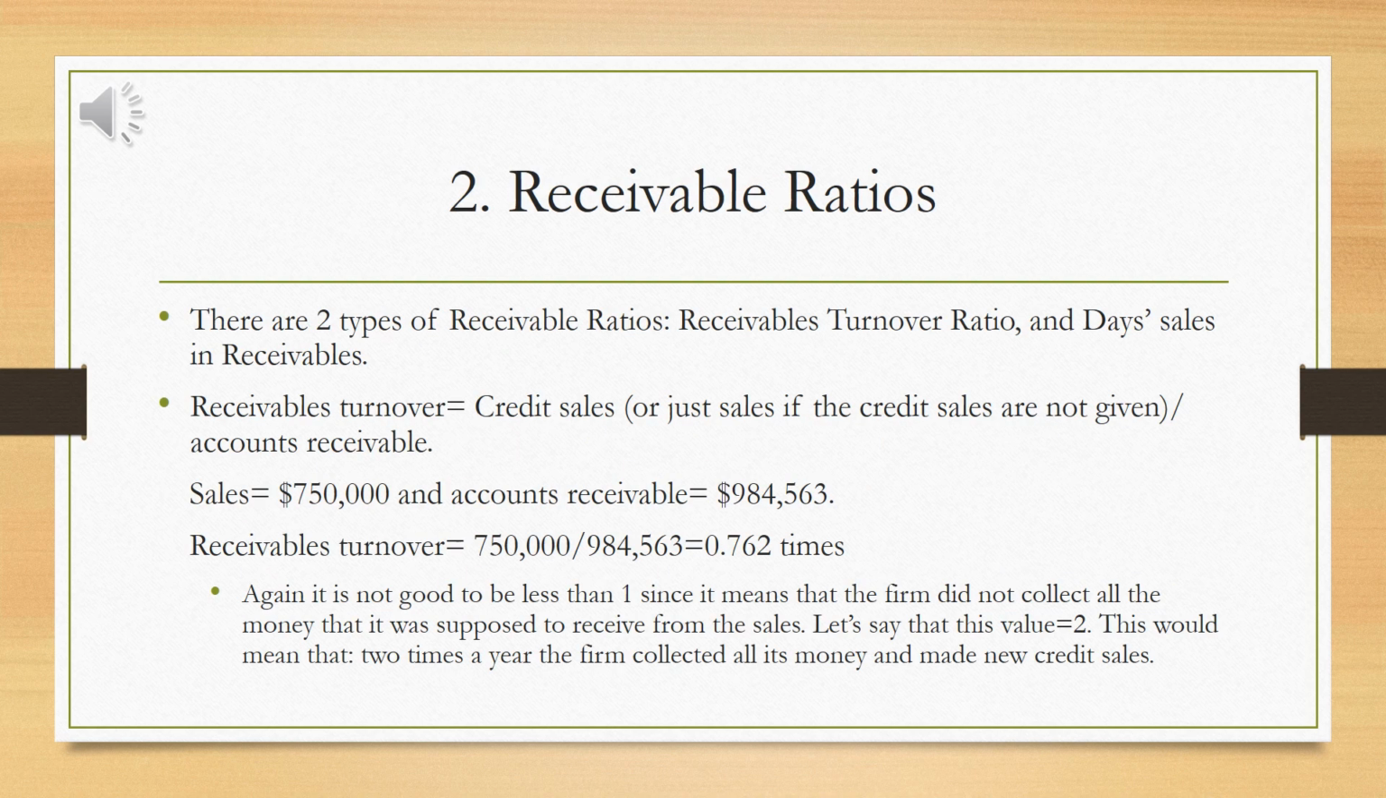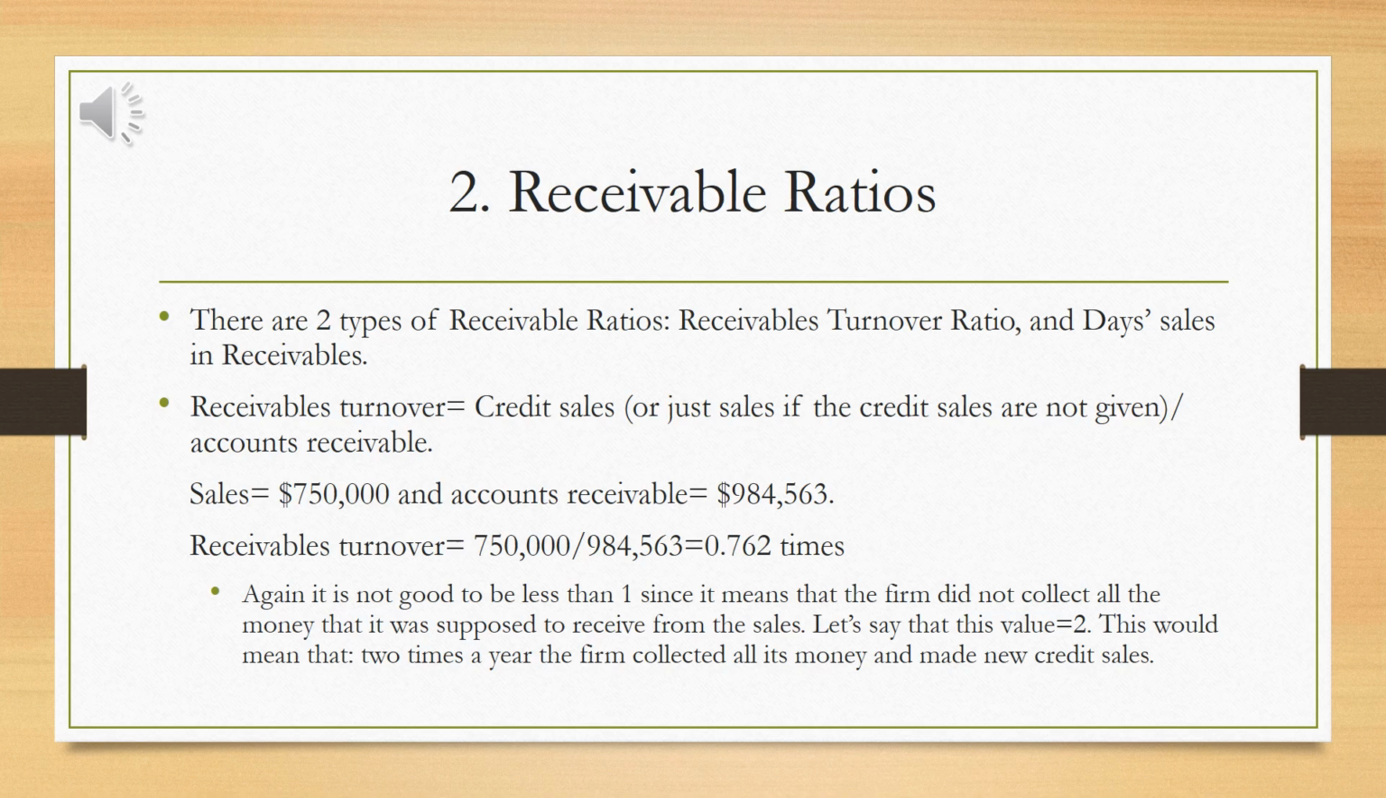There are two types of receivable ratios: receivable turnover ratio and days sales in receivables. Receivables turnover equals credit sales over account receivable, or just sales if the credit sales are not given, over account receivable. Sales in this case is 750,000. You can check it in the income statement at the beginning of the lecture.